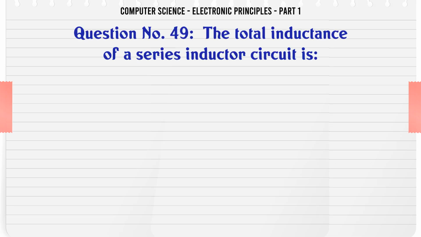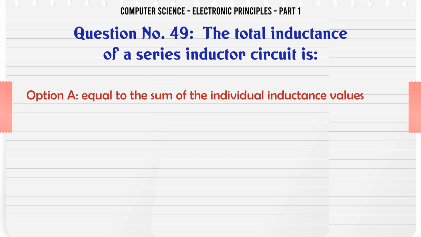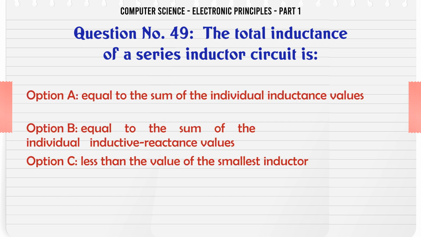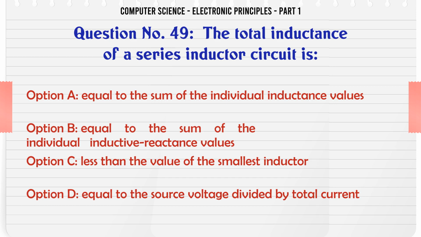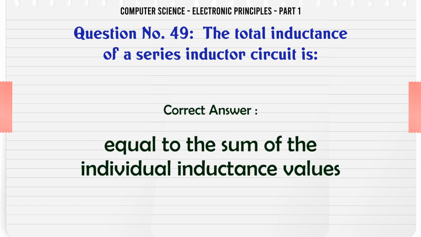The total inductance of a series inductor circuit is A. equal to the sum of the individual inductance values. B. Equal to the sum of the individual inductive reactance values. C. Less than the value of the smallest inductor. D. Equal to the source voltage divided by total current. The correct answer is equal to the sum of the individual inductance values.